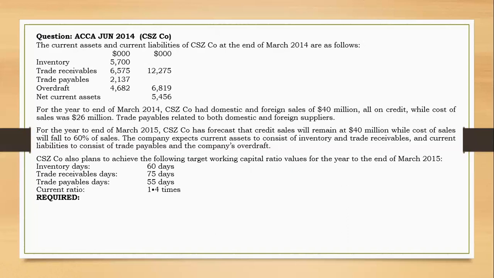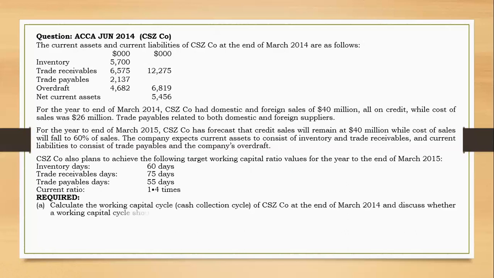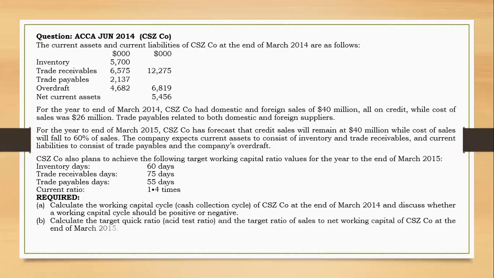Then what are we required to do? Now, for part A, calculate the working capital cycle for 2014. For this, you can just go to the previous video because I've already done it there. Our main focus here is calculating the target quick ratio, which is also known as the asset test ratio, and the target ratio of sales to net working capital of CSZ Company at the end of March 2015. So our main question here is part B. We are just going to deal with part B here, all right?